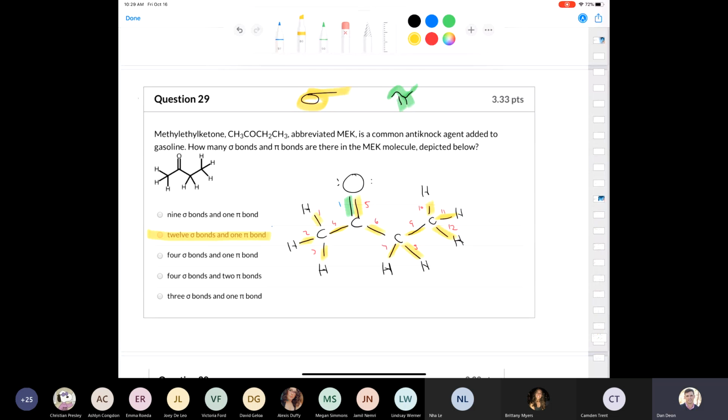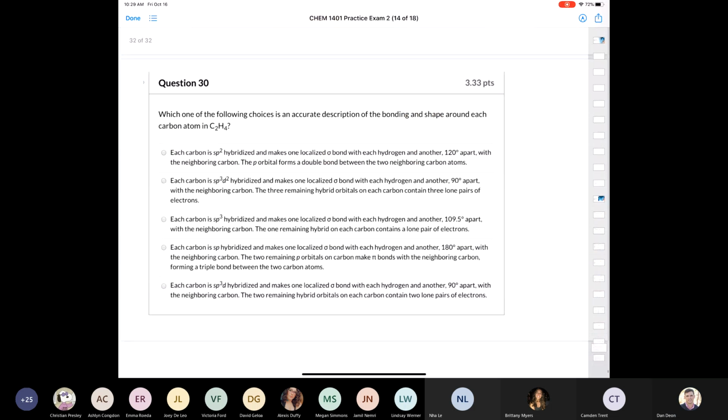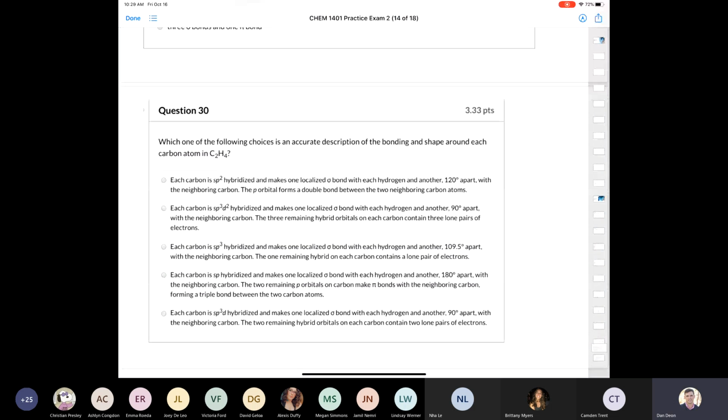Great. Let's tackle the last question. Question 30. This is kind of a conceptual question, I think. And it just asks us about this molecule, C2H4. Which one of the following choices is an accurate description of the bonding and shape around each atom in C2H4?